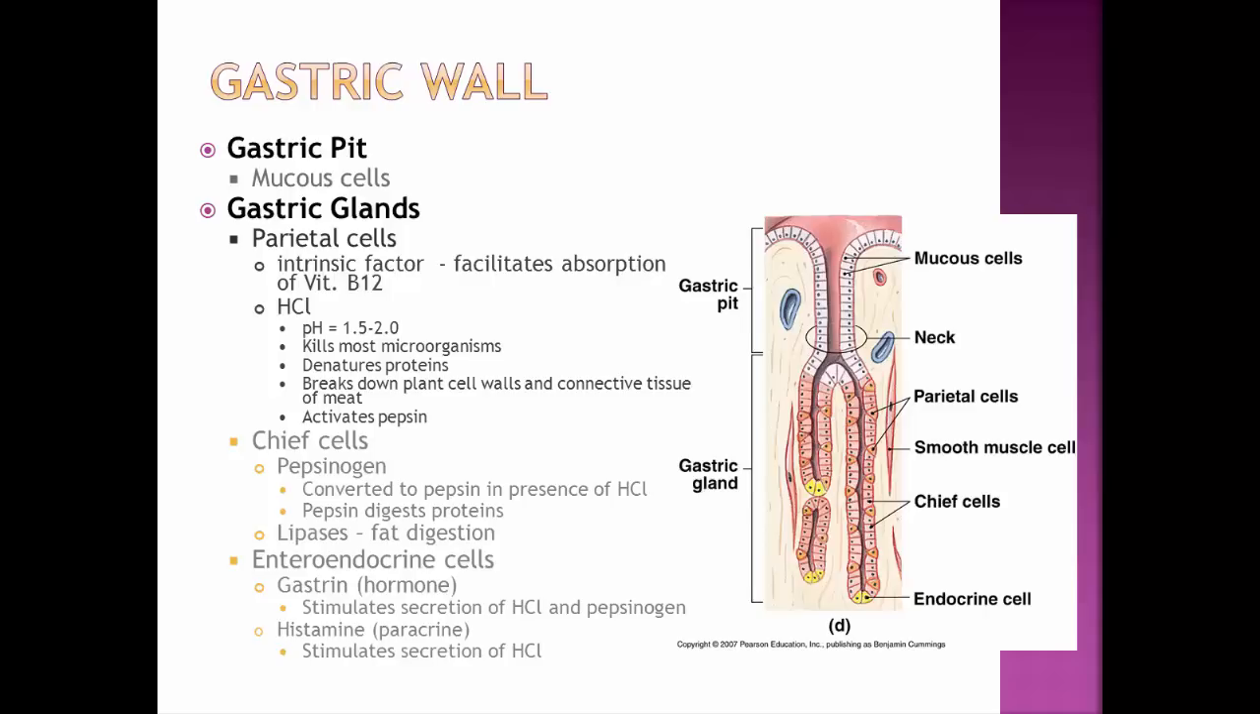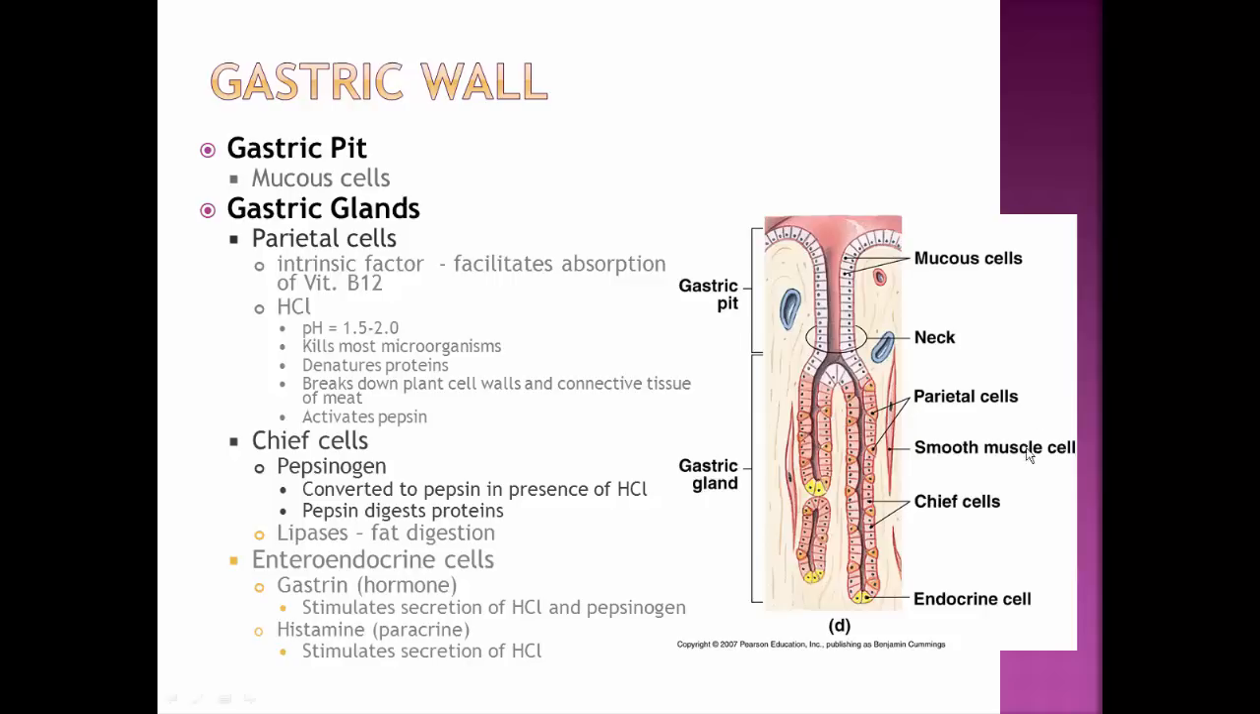Also, hydrochloric acid is used to activate pepsin. Now, pepsin is the enzyme responsible for digesting protein in the stomach, or beginning in the stomach. It's actually produced by Chief cells, but Chief cells produce it as pepsinogen. Now, pepsinogen is the inactive form of pepsin.